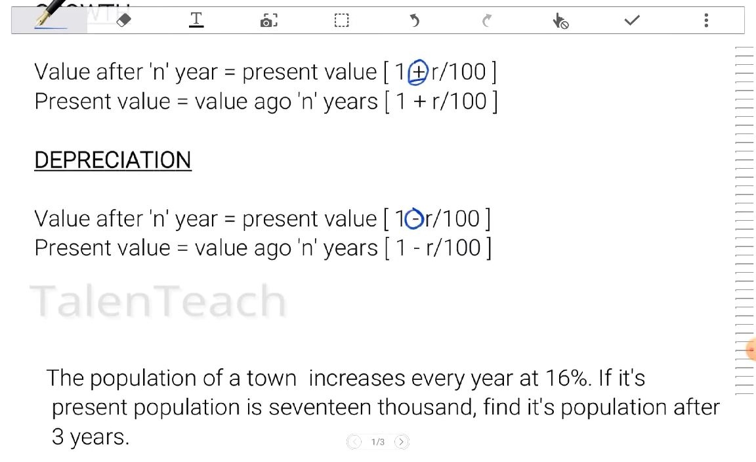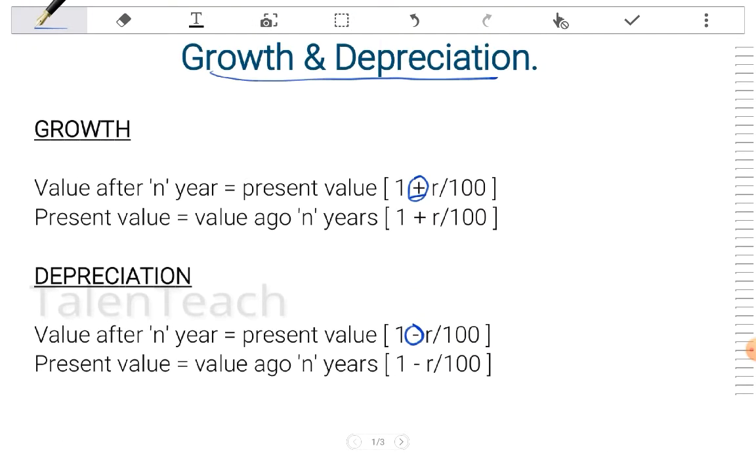So when we get a question, first we have to see what we are supposed to find. Maybe it might be to find the present value. Maybe to find the value after 2 or 3 years, according to the question. Or maybe the value before 2 or 3 years. And next we have to look whether it is growth or depreciation. And according to these we have to choose the equation.